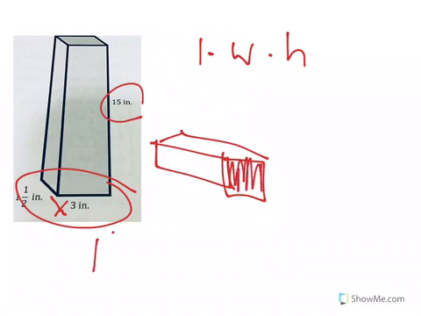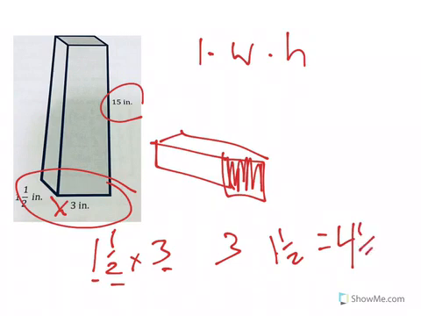So if you have 1 and 1/2 times 3, 1 times 3 is 3. 1/2 times 3 is 1.5. So you'd end up with 4.5. So that's what you could fit on that bottom layer.